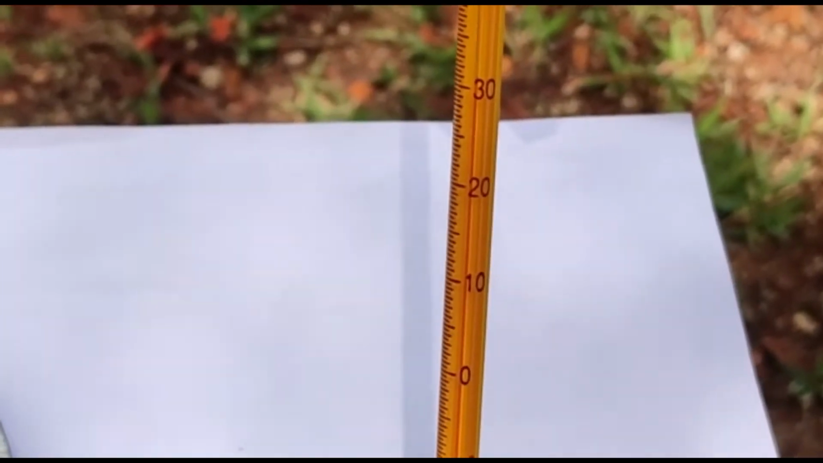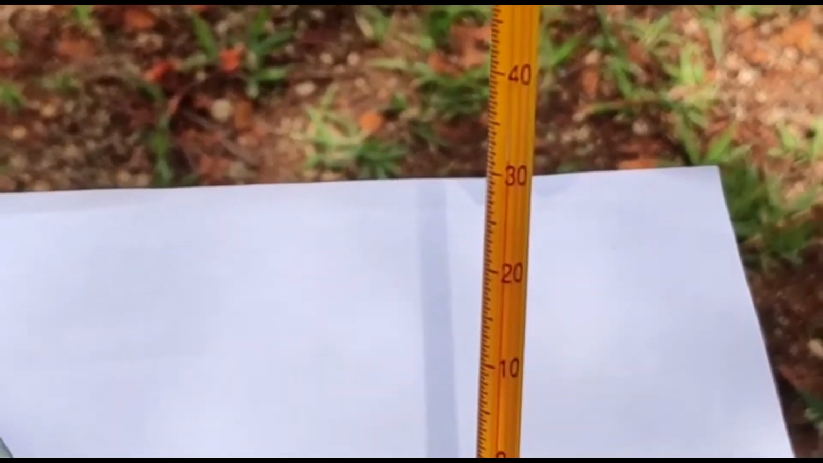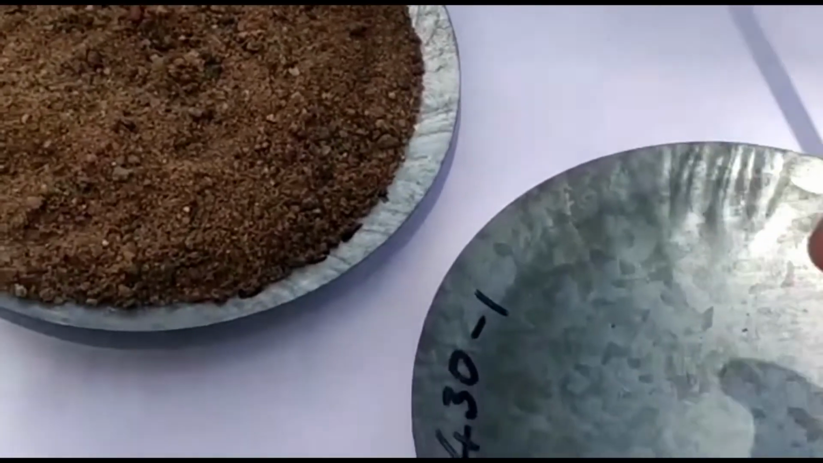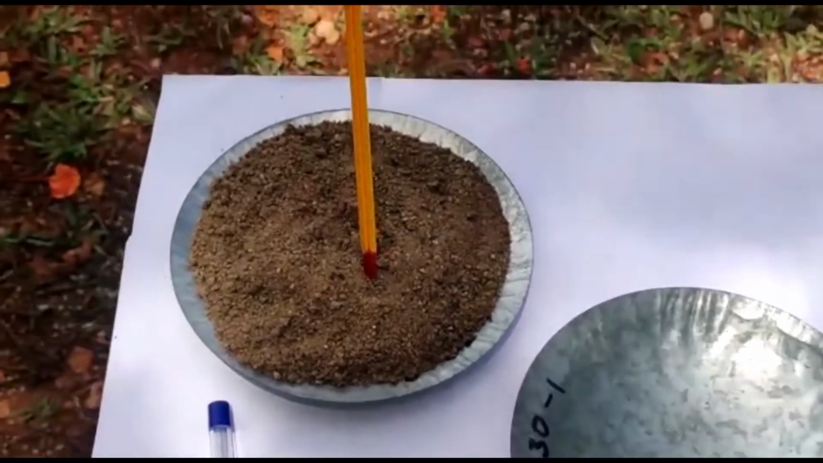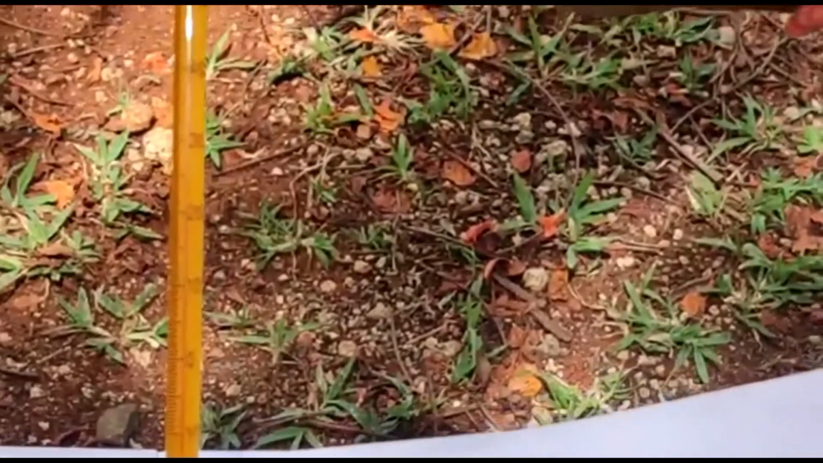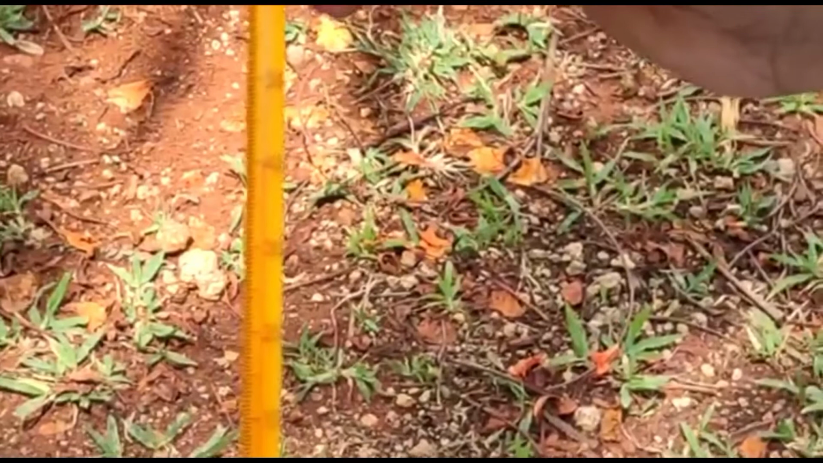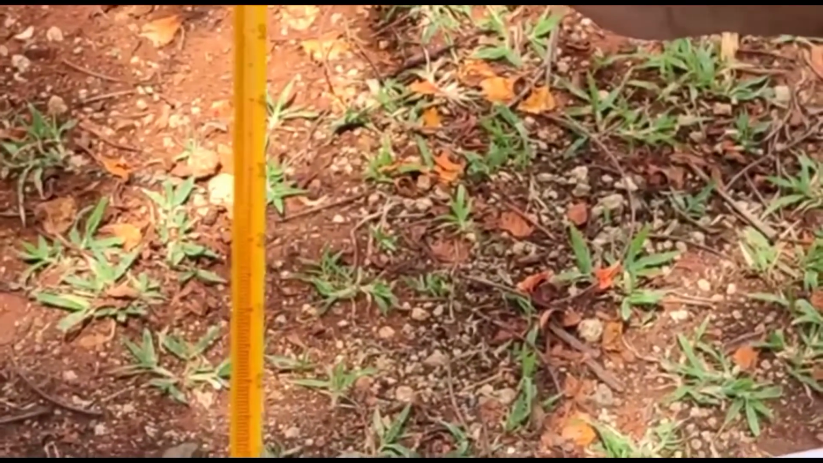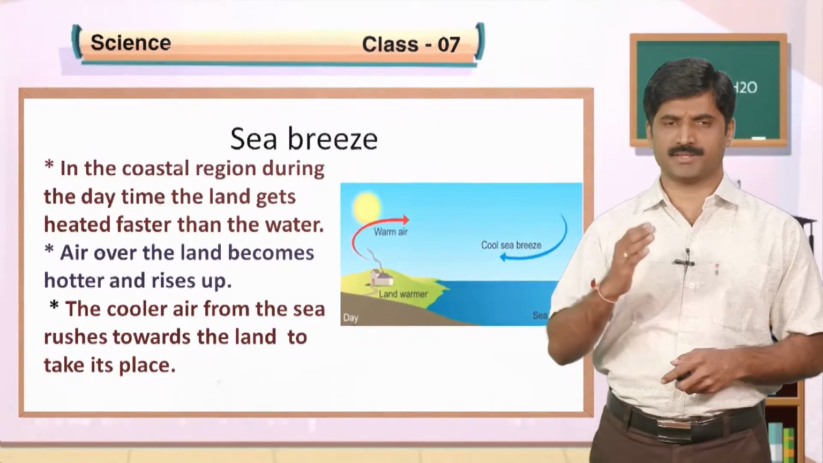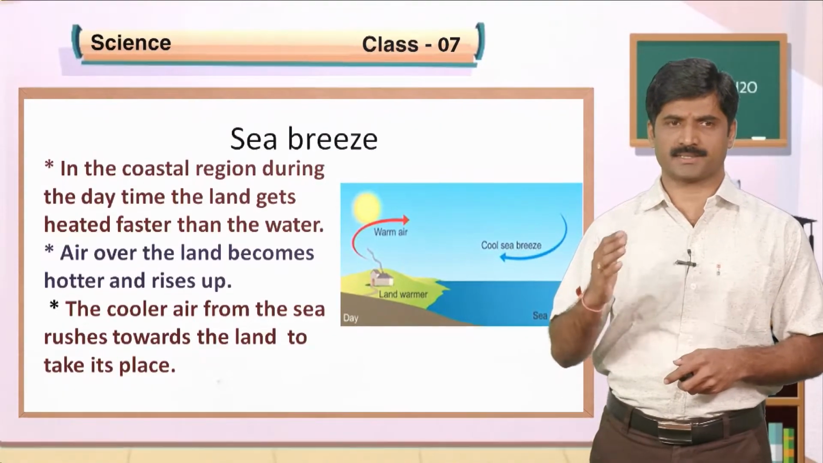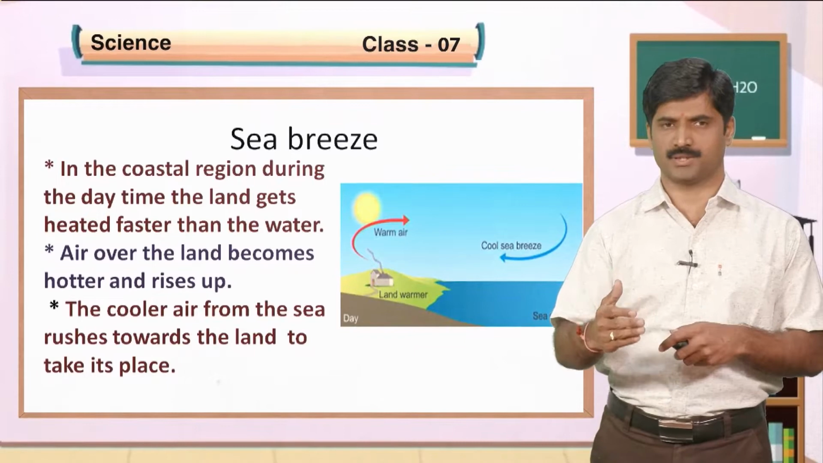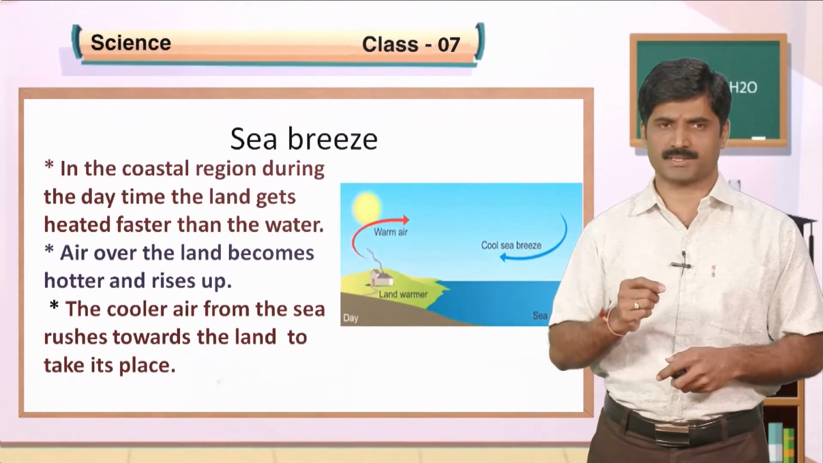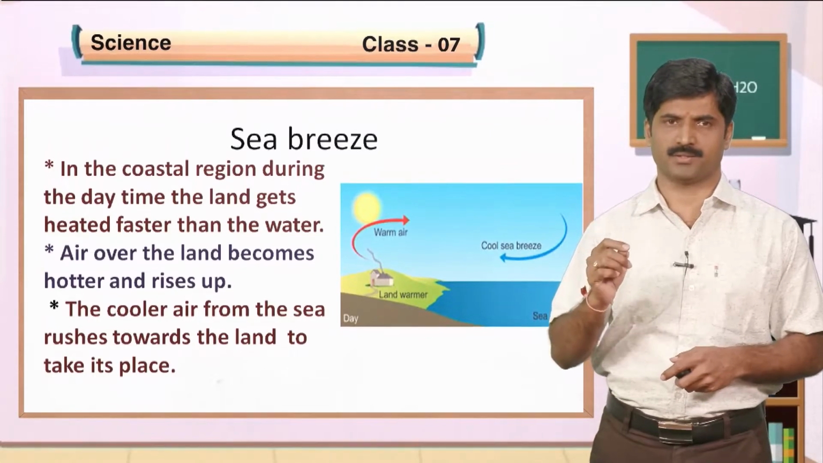The spirit level of this thermometer is rising. Now I will keep this thermometer in the sand. Now you can see the temperature of the sand is about 40 degrees Celsius. This activity shows that land gets heated faster than the water. So this makes us understand a fantastic phenomenon, sea breeze.